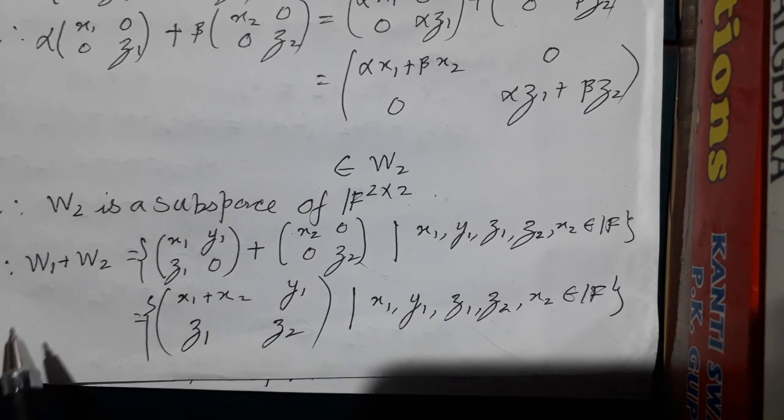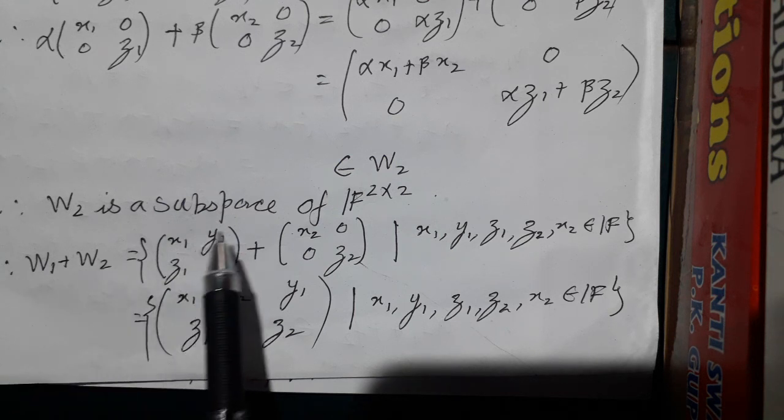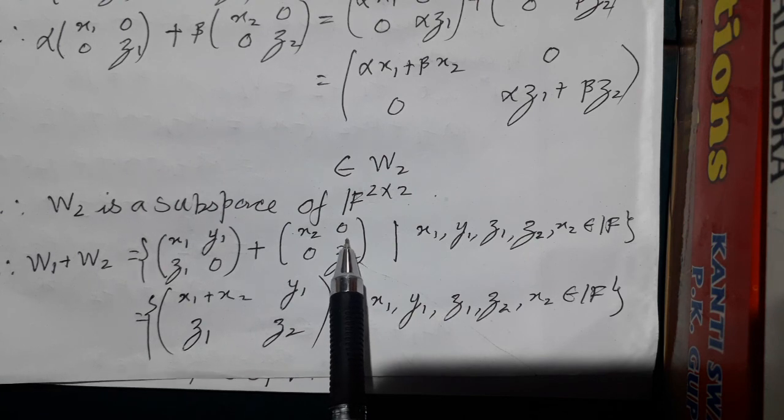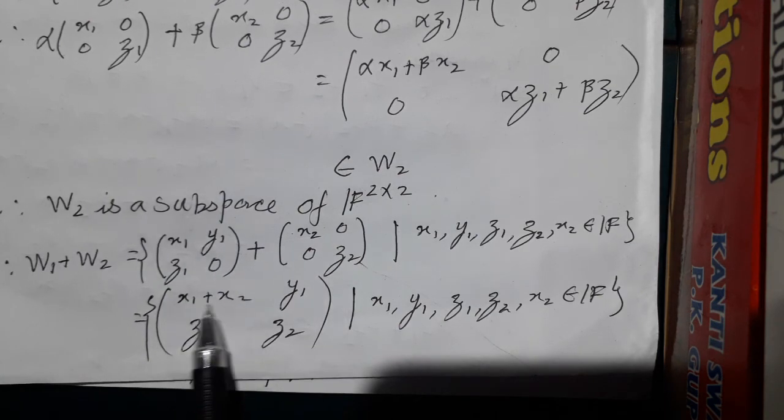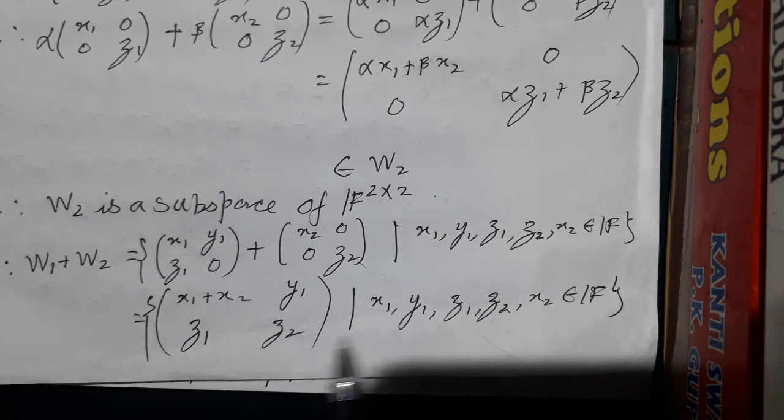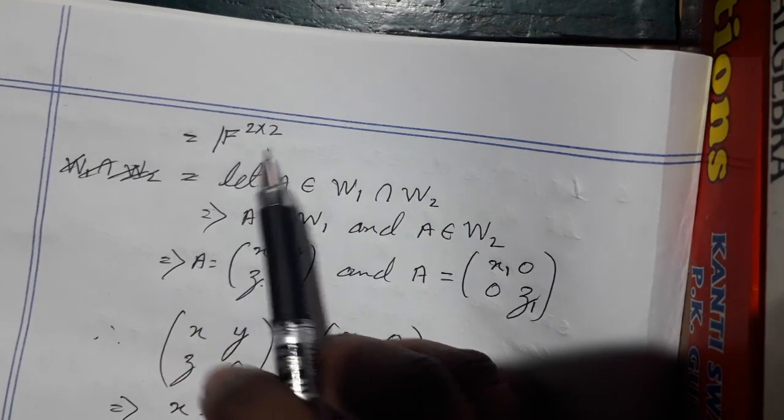Now we'll try to compute what is W1 plus W2. So we take one element from W1 plus one element from W2, and these are all elements belonging to the field. Then we'll add these two matrices. We get x1 plus x2, y1, z1 plus z2 of this type. So this will also belong to the field, this also, this also, and this also. So we get a 2 cross 2 matrix. That is the vector space itself. Okay, so we get the vector space that is F2 cross 2. So here W1 plus W2 is nothing but F2 cross 2.